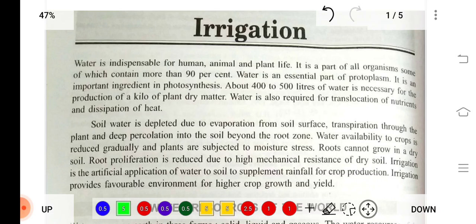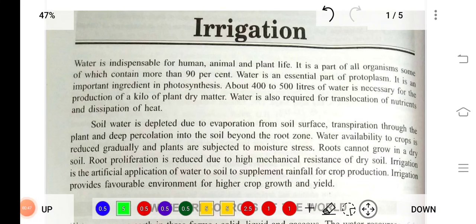Today we discuss irrigation. This is the second topic in our syllabus. Basic irrigation is one of the needs of all living plants and crop production. When we discuss crop production, irrigation is very important, and irrigation facility is important for proper growth and development, especially when there is soil moisture scarcity.